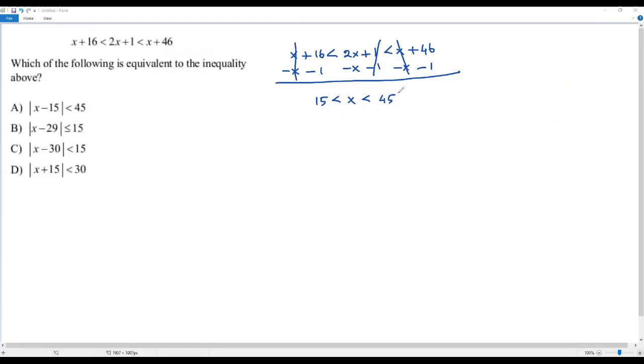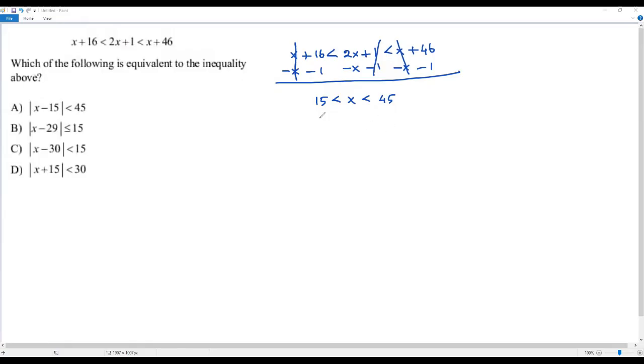Okay, here we have a compound inequality of conjunction. So when I write this as an absolute value inequality, it will contain a less than sign. In case we have less than or equal to here, then the absolute value inequality will contain less than or equal to. Here we just have the less than sign, so the absolute value inequality also will contain a less than sign.